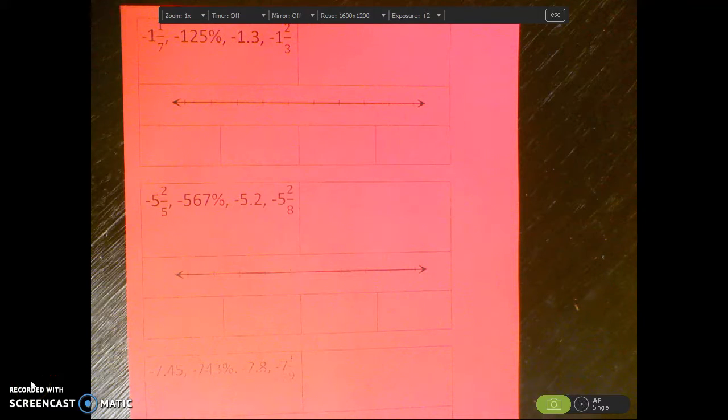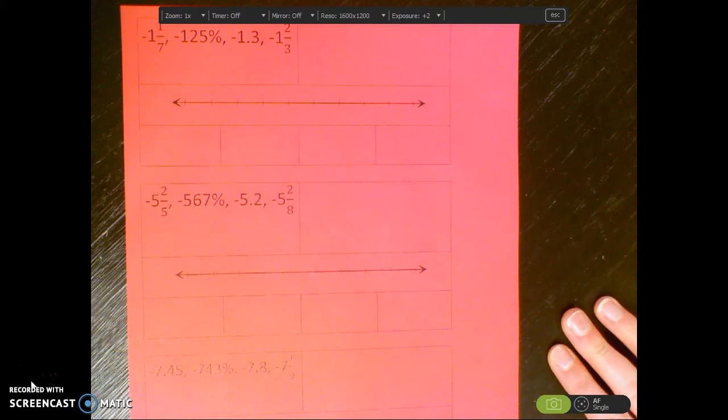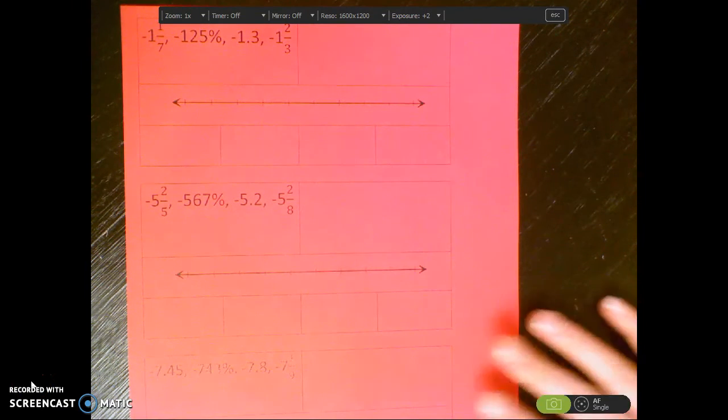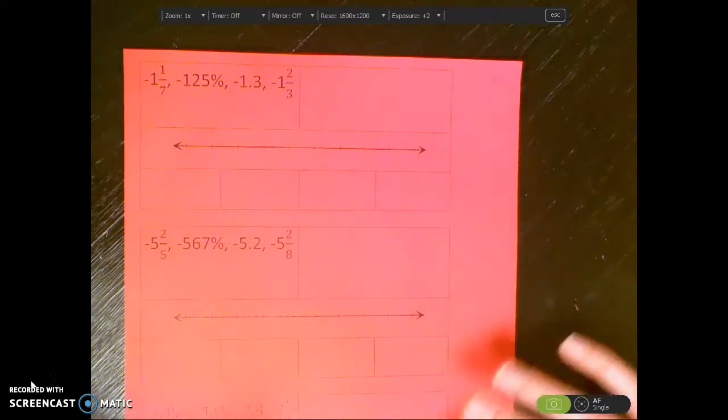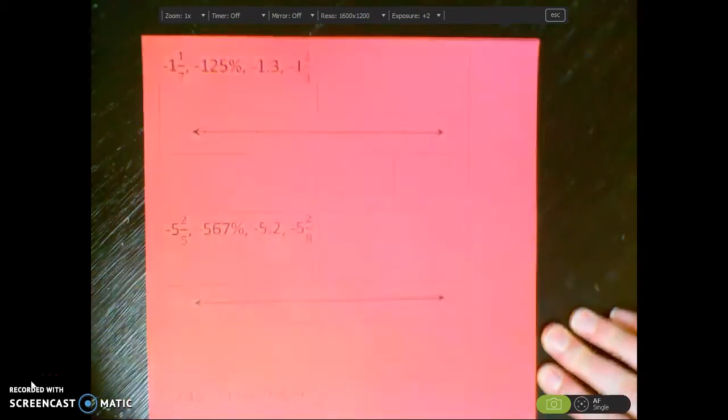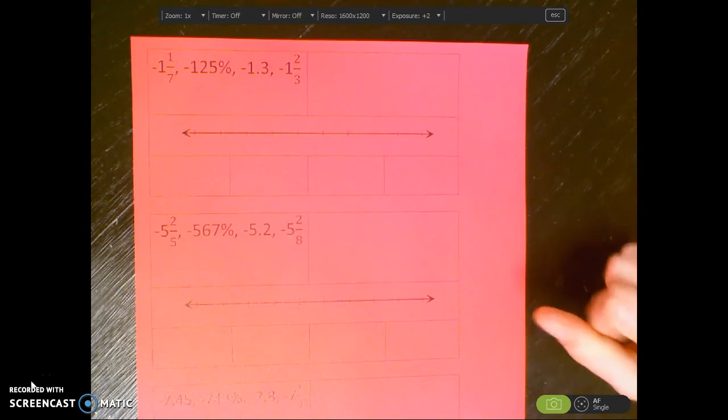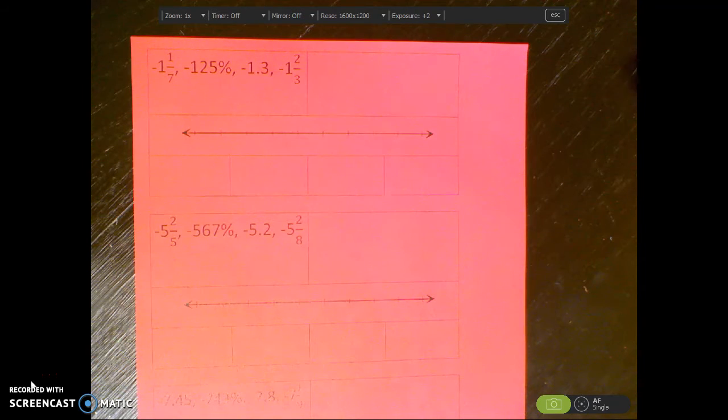This video is an extension of ordering rational numbers. Okay. So here we go. We have negative 1 and 1/7, negative 125%, negative 1.3, and negative 1 2/3. So the first thing I'm going to do is change all of these to decimals so that I can put them on my number line.